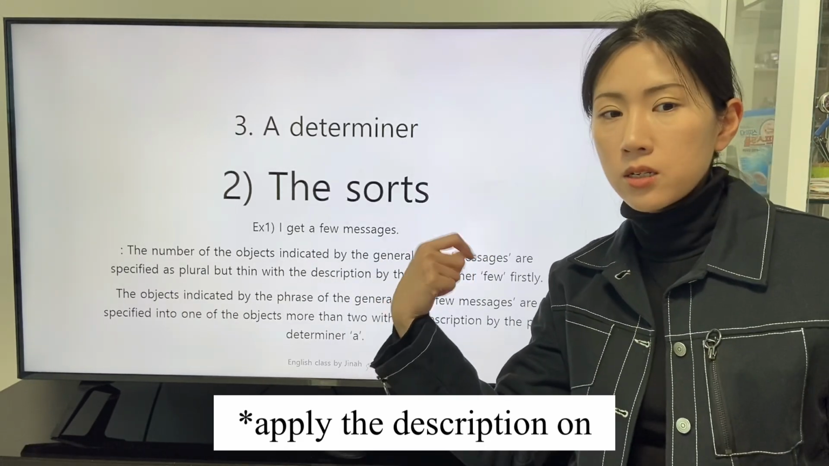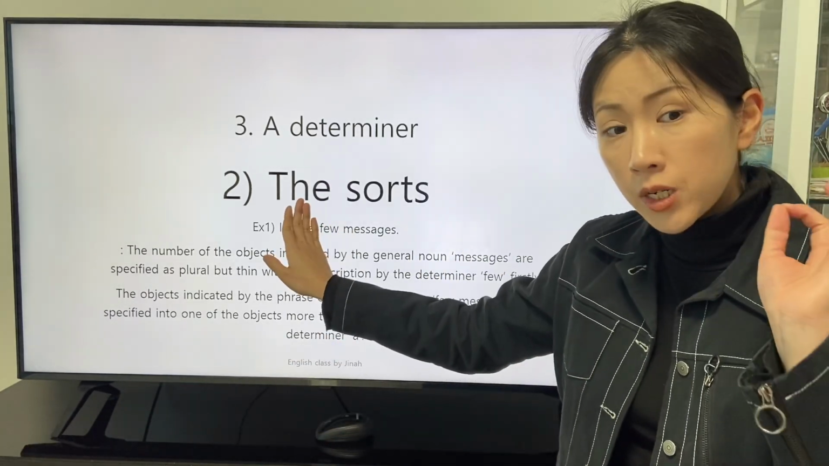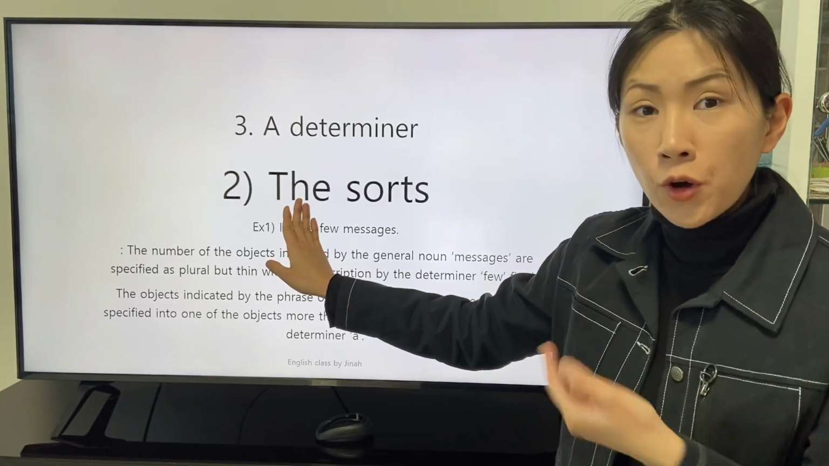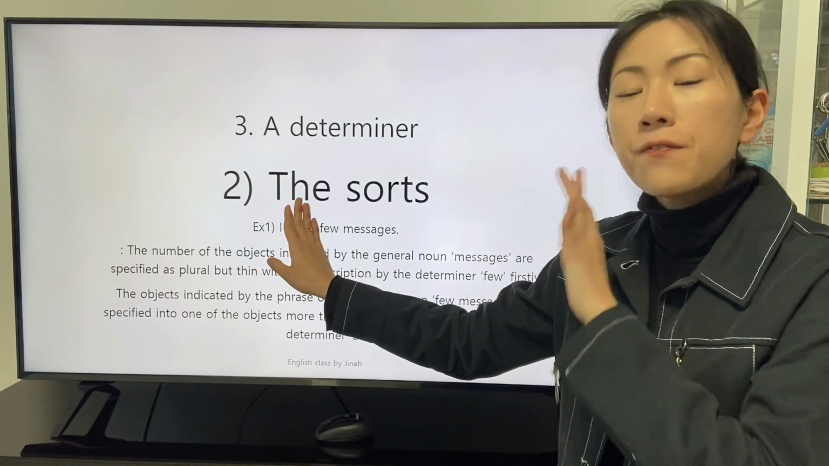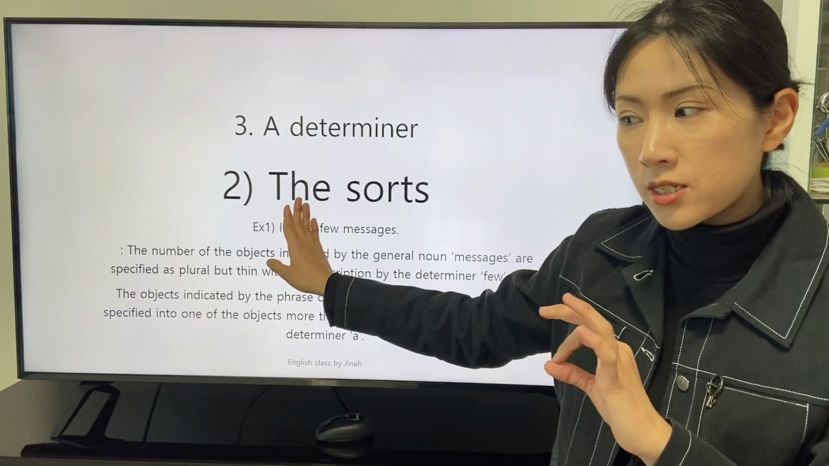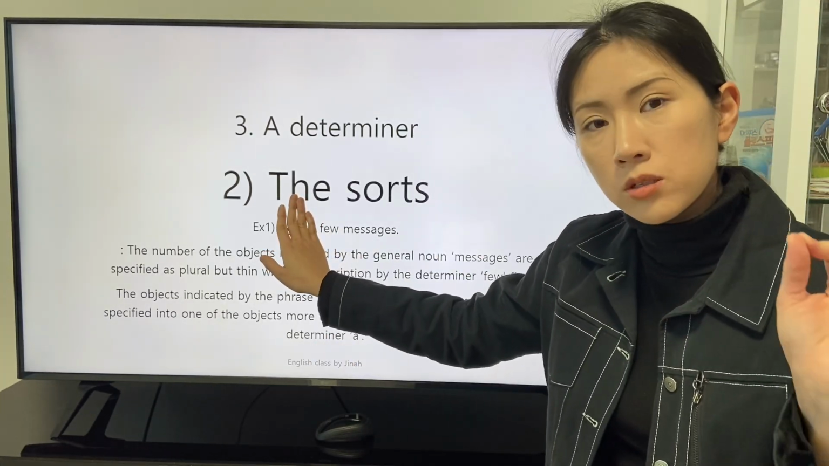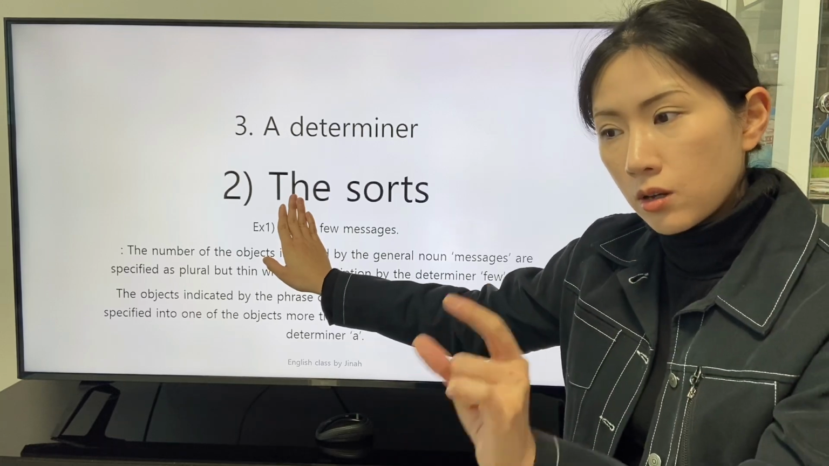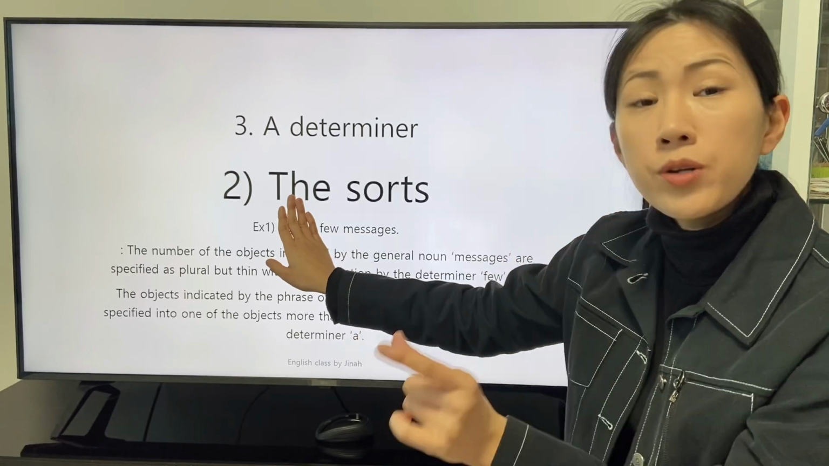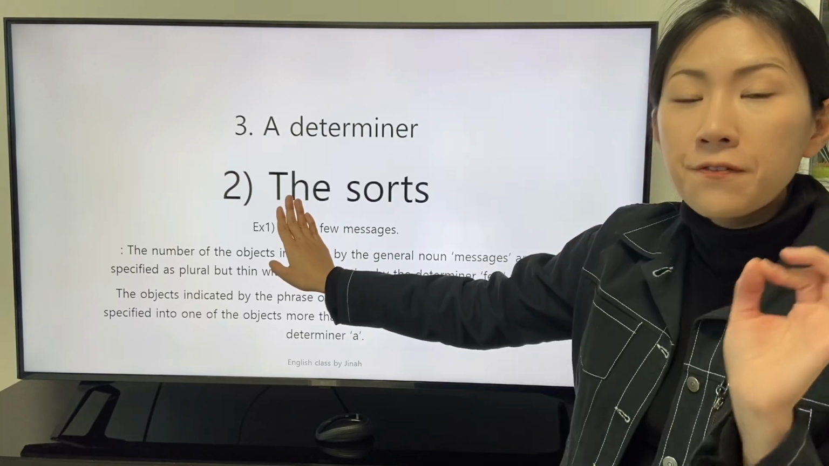Let's apply this clause. I get a few messages. The determiner few and the general noun messages form a phrase of the noun few messages. The phrase of the noun few messages indicate the object, but we don't know about the existence of the object. The group of the objects indicated by the same phrase of the noun few messages.